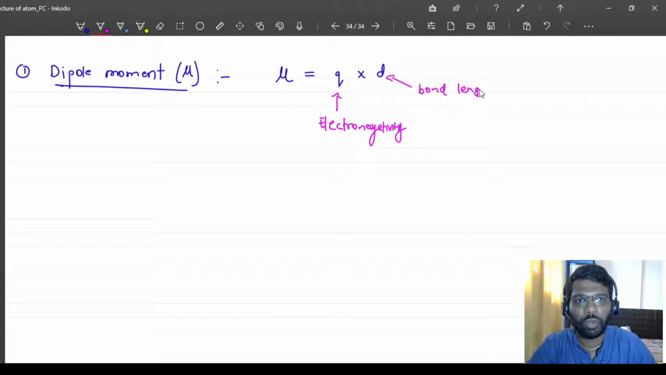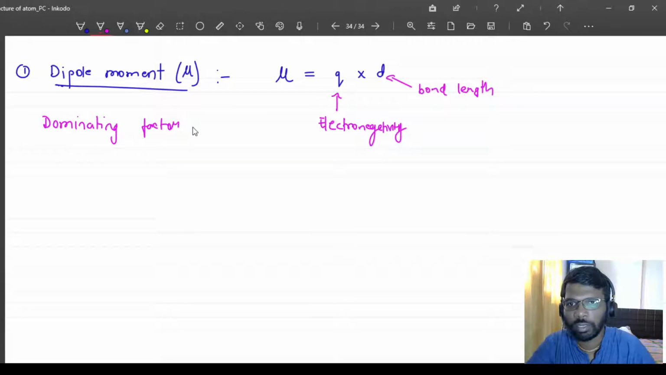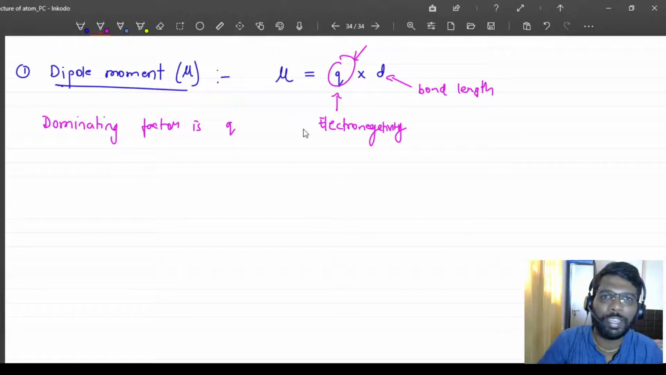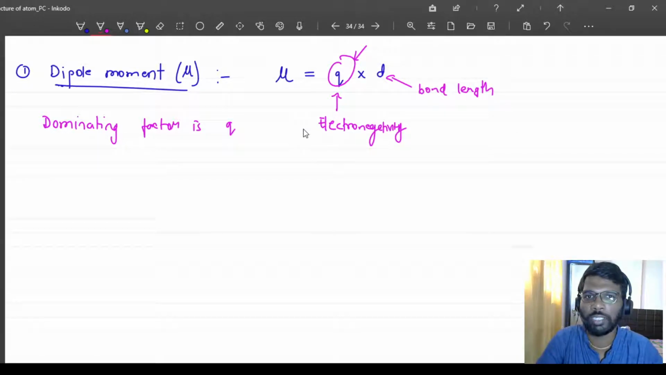As we go down the group, the bond length is going to increase because the atomic size increases. As we go down the group, the electronegativity decreases, so the charge is going to decrease. But what we have to consider here is that the dominating factor will be the charge. Remember this: in the dipole moment, we always consider the dominating factor, which is the charge. So as we go down the group, the electronegativity decreases, and the charge is going to decrease.